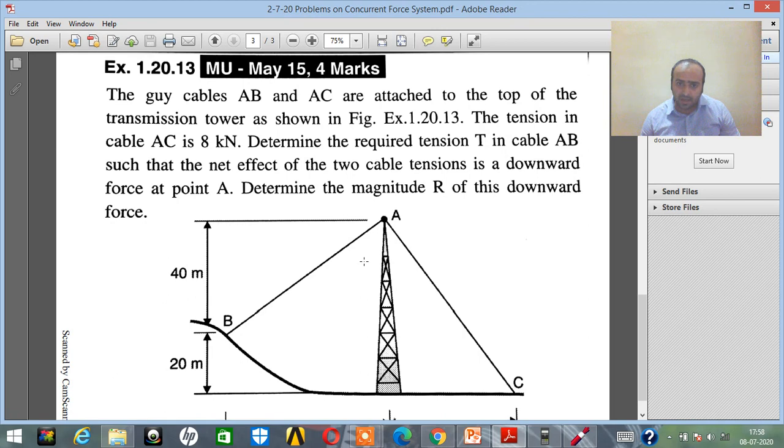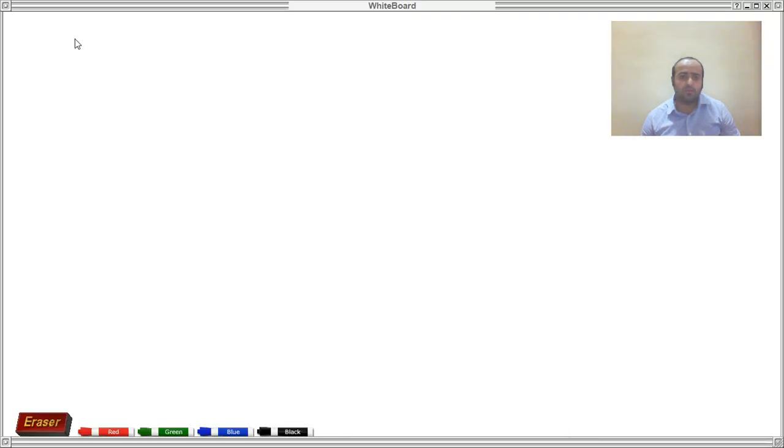So friends, it is clear cut given that since there are two forces acting at point A, it's a concurrent force system. What we can see over here is we are already given the value of the tension TAC, and one of the unknown forces is in this guy wire, that is TAB, as well as the resultant R, which is acting downwards. It is given clear cut. So friends, let us go for the solution of this problem. Let us write it down one by one.